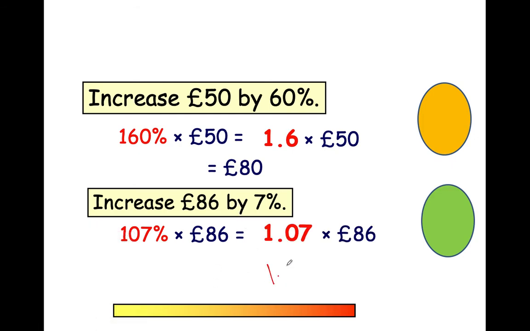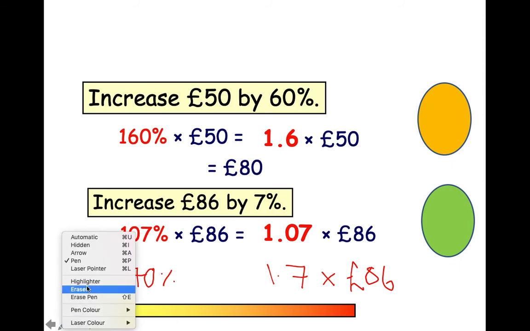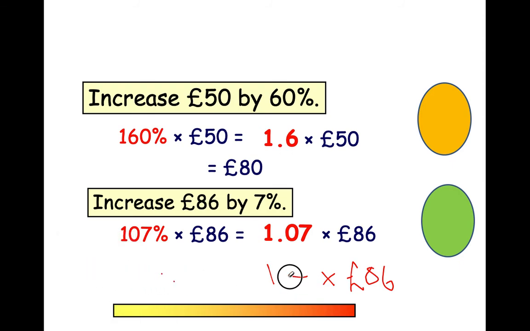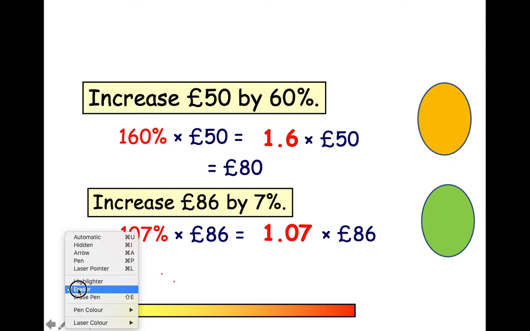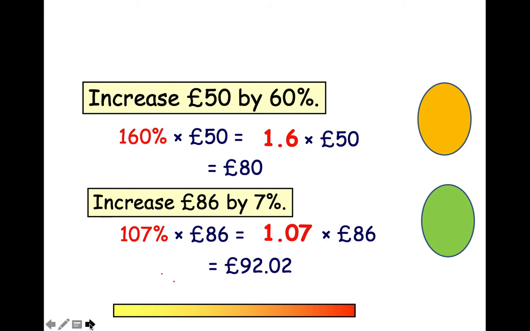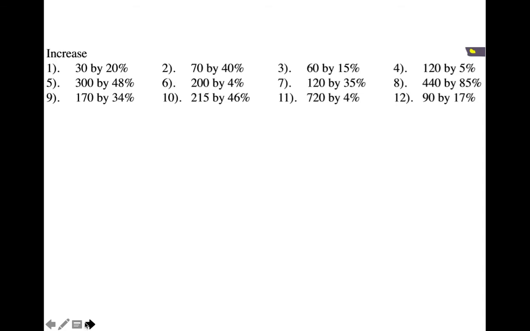This one's a little bit tricky and I'm going to tell you the common mistake people make with this. Some people write down 1.7 and this is clearly wrong, and the reason why is because 1.7 represents 170%, but we're not doing 170%, we are doing 107%. So our answer, quite rightly, is 92.02.